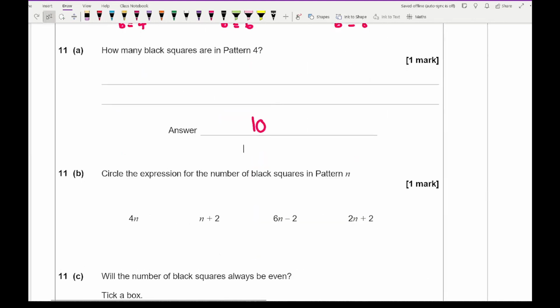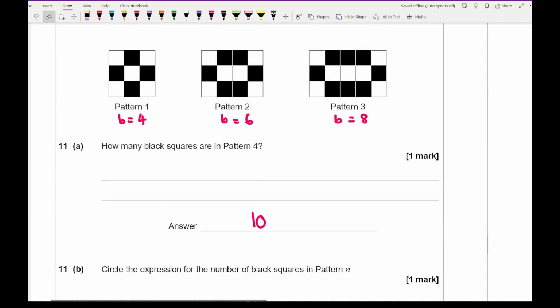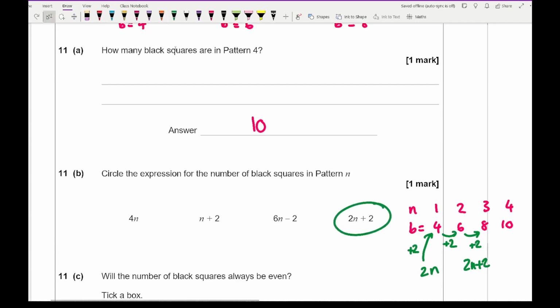For 11b, it says circle the expression for the number of black squares in pattern n. Well, for this, if I do my sequence, I've got n, 1, 2, 3, 4. The number of black squares is 4, 6, 8, 10. So then working out the nth term, which is basically what it's asking me, I've got plus 2, so it's going to be 2n. And then what do I need to get from 2 to 4? Add 2. So the nth term is going to be 2n plus 2, which is my 4th option.